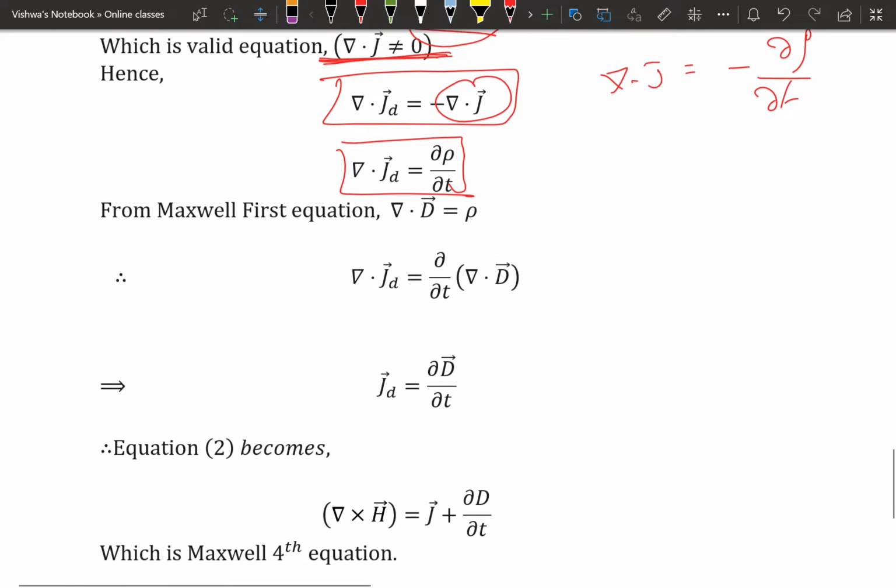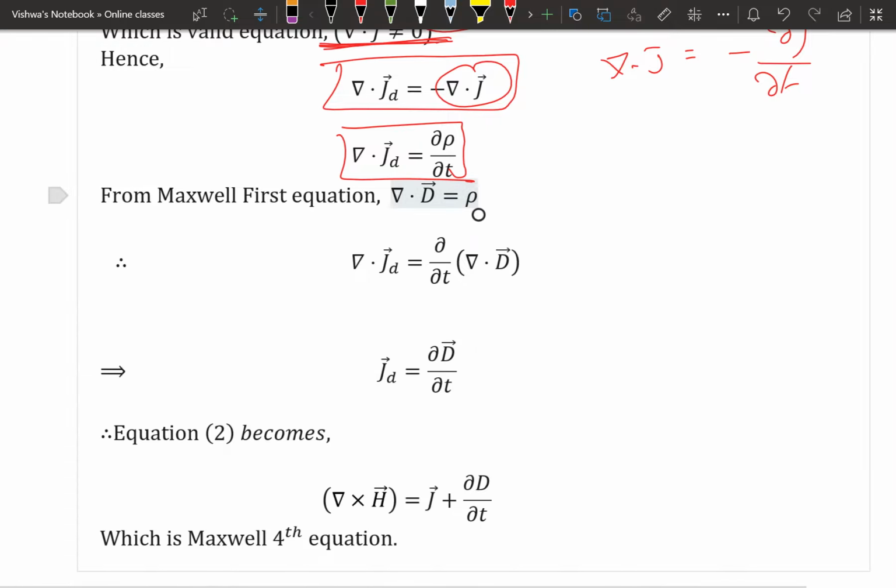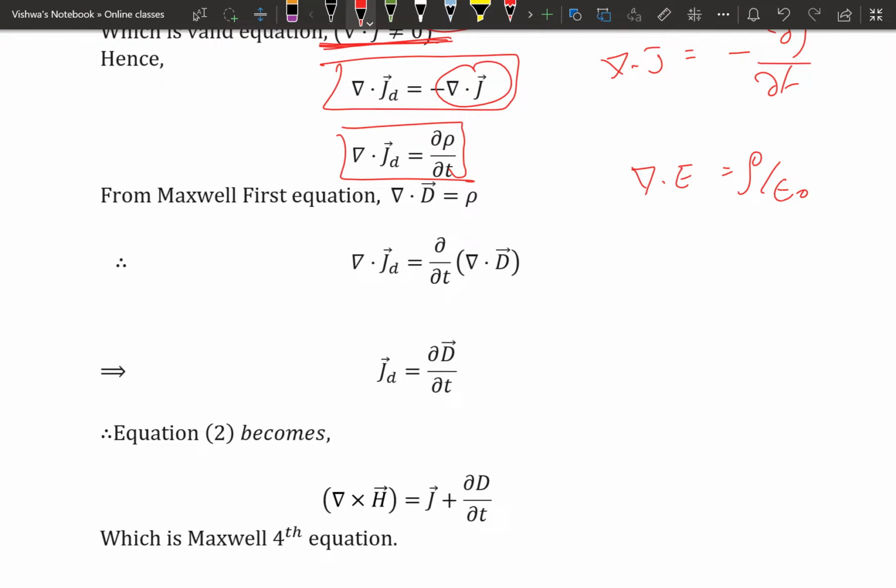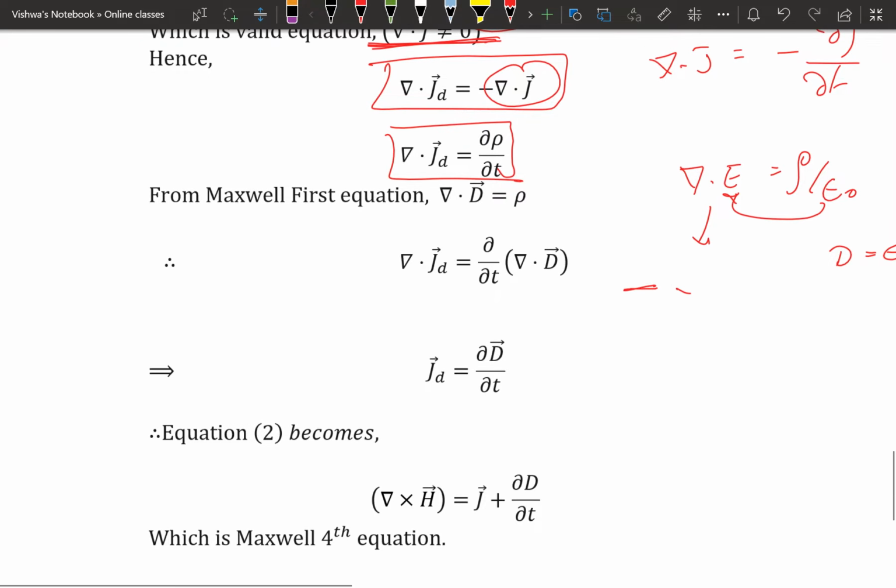For that, from Maxwell's first equation, what is Maxwell's first equation? It is del dot E equal to rho by epsilon naught. So we can write D equal to epsilon naught into E. Bring this epsilon naught here, then it becomes epsilon naught into E, and that epsilon naught E is replaced by D. Then this equation becomes del dot D equal to rho. That means the value of rho is del dot D.